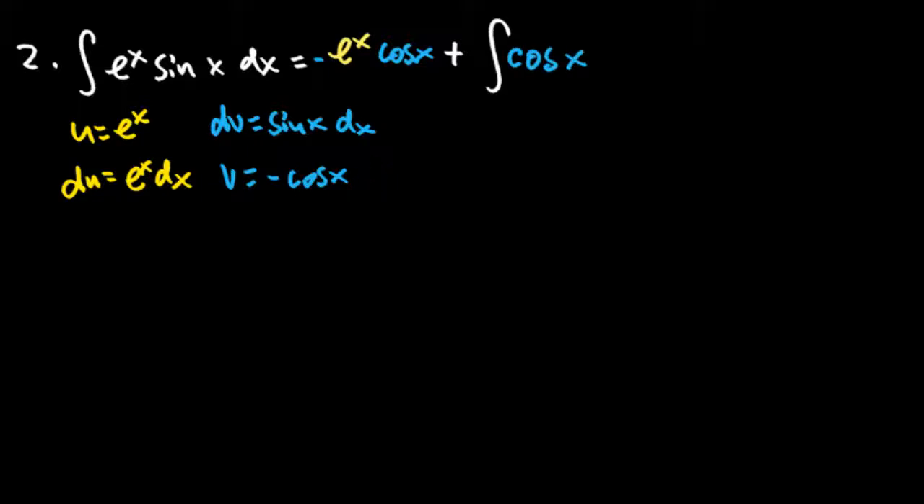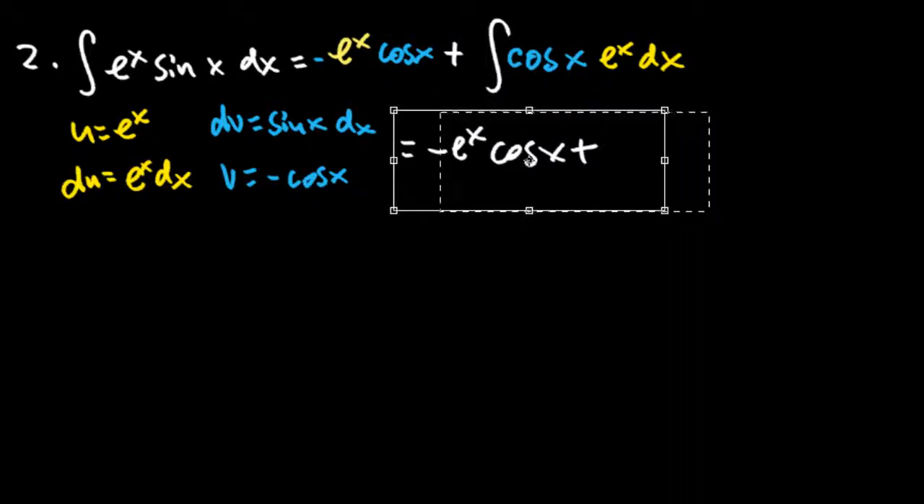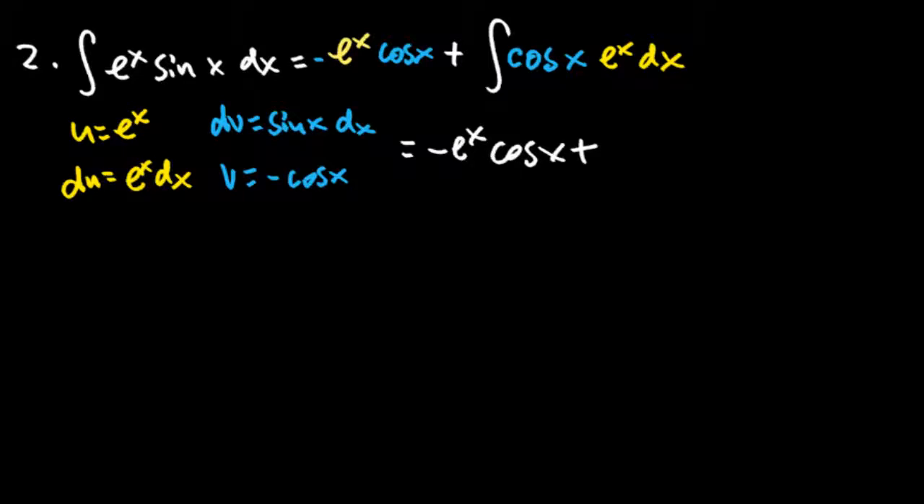Okay, cosine of x times e to the x dx. Alright, so we have negative e to the x times cosine of x plus this thing. So let's try to make that look a little bit better, clean it up a bit. Gonna make some space because we're actually gonna have to do integration by parts on this thing again.